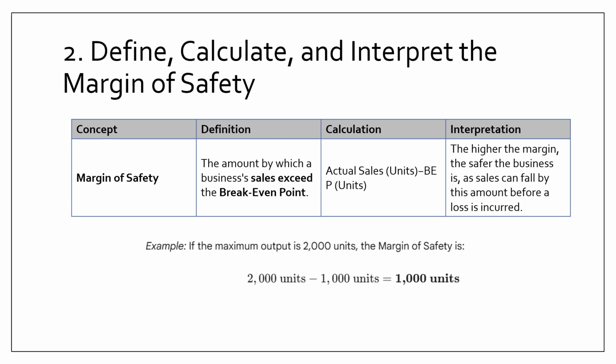Define, calculate, and interpret the margin of safety. What is the margin of safety? It is the amount by which a business's sales exceed the break-even point. Formula: actual sales minus break-even point, which means the higher the margin, the safer the business is, as sales can fall by this amount before a loss has occurred. For example, if the maximum output is 2,000 units, the margin of safety is 2,000 units minus 1,000 units, which is the break-even point that we found in the previous calculation.